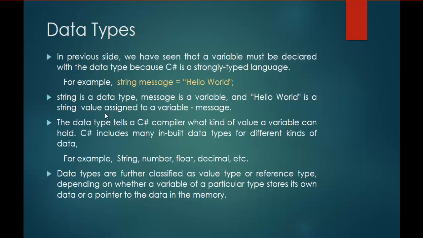In this example, as I showed you, string message is equal to hello world. String is a data type, message is a variable, and hello world is a string value assigned to the variable message. The data type tells the C# compiler what kind of value a variable can hold. Keep in mind, C# includes many built-in data types for different kinds of data, for example string, integer, float. I showed you only string and integer. In the coming sessions, we are going to learn more in detail about data types. Data types are further classified as value and reference types, depending on whether a variable of a particular type stores its own data or a pointer to the data in memory.